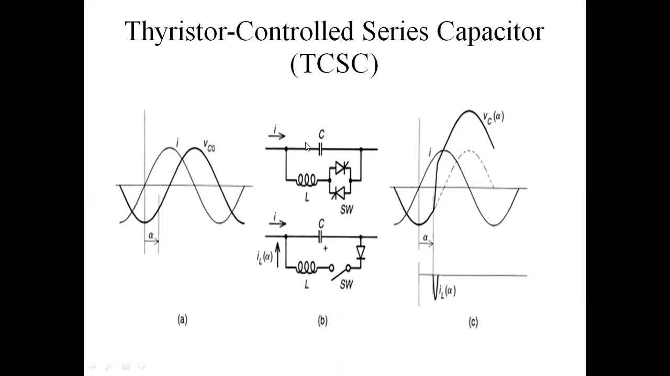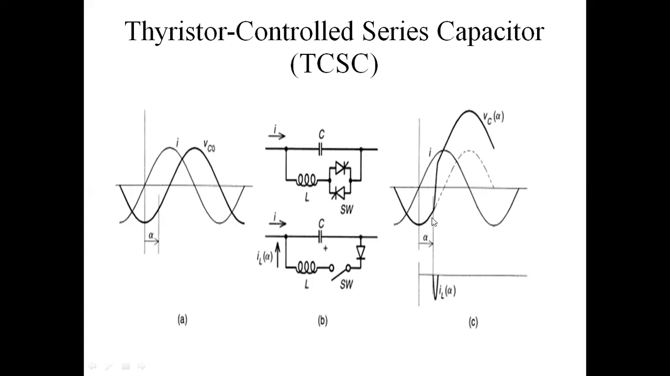When the switch is closed, the voltage lags the current by 90 degrees. When current flows in the transmission line, VC0, the voltage across the capacitor, lags by 90 degrees. This is the alpha firing angle. This is alpha. These are the voltage and current waveforms. The voltage lags the current by 90 degrees. When the switch is closed, this is the waveform.